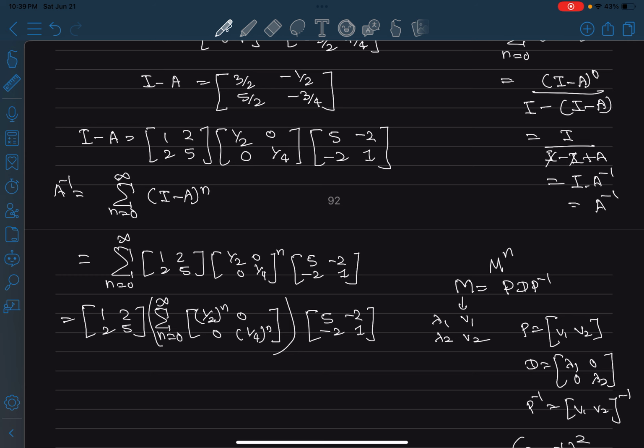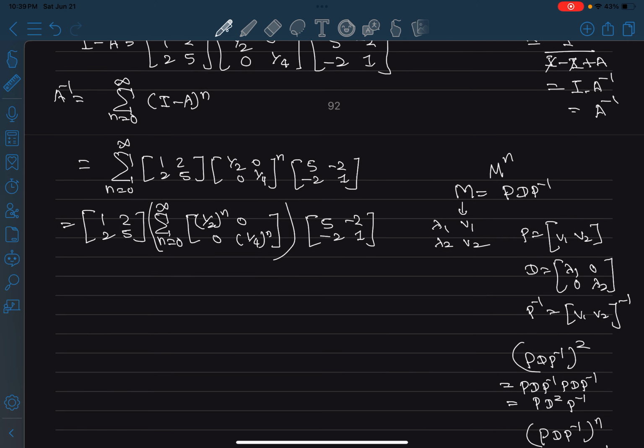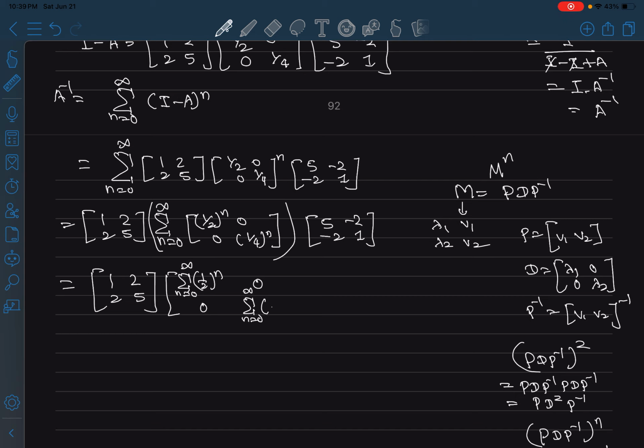Now, since we are summing an infinite number of matrices, this is the same as summing the entries, because the sum of matrices happens element by element, each element with the corresponding element. So this is just a sum of all these corresponding elements. Sum of 0 is just 0, sum of 0 is just 0, and then this becomes the sum from n equals 0 to infinity of 1 over 4 to the power n, and then 5, minus 2, minus 2, 1.